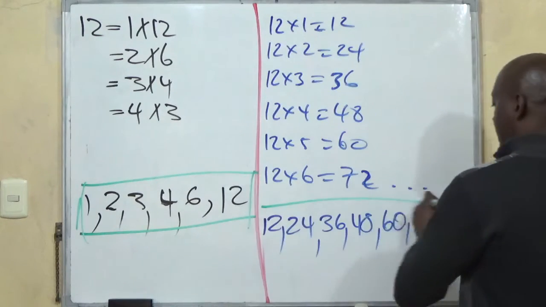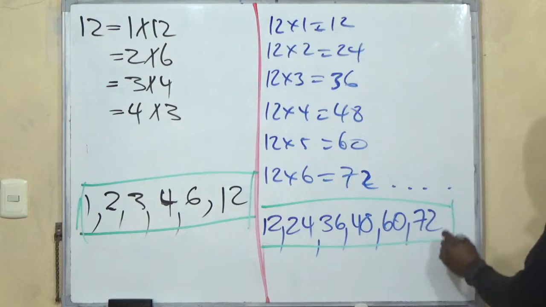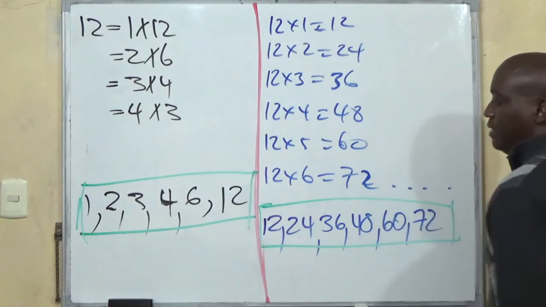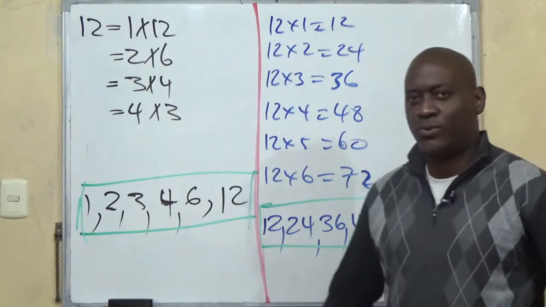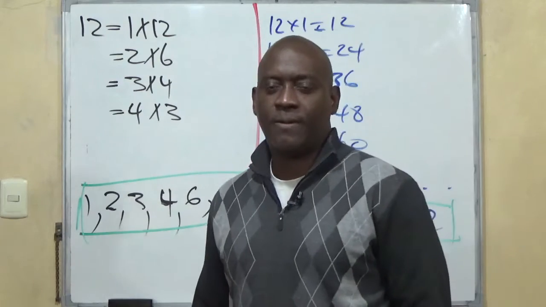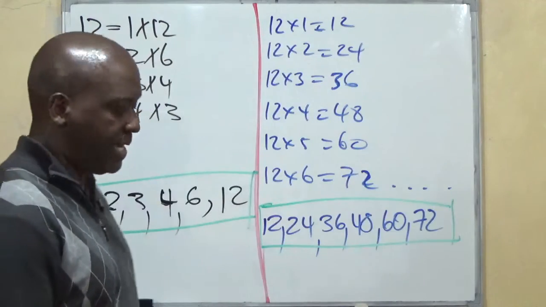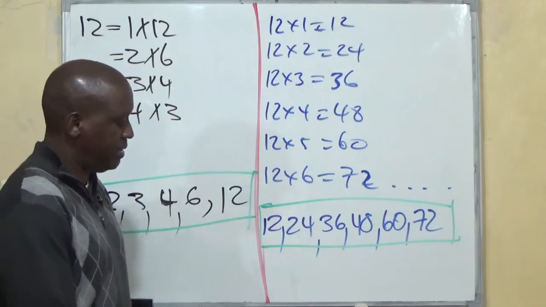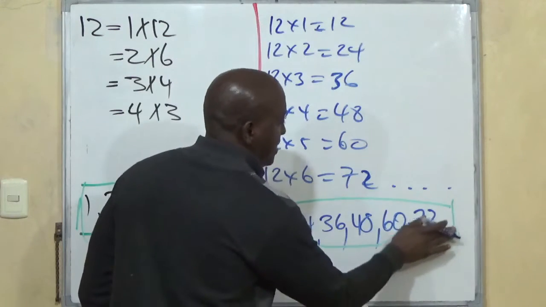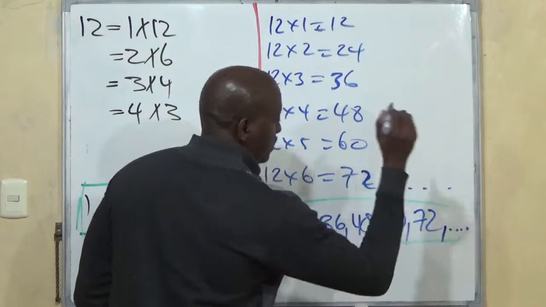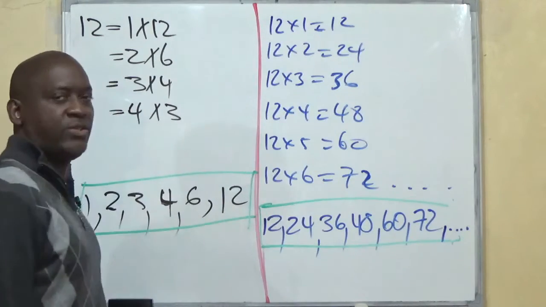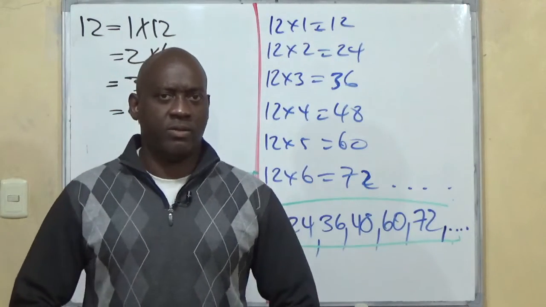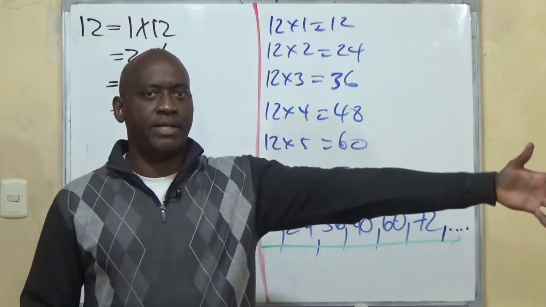And then these are the multiples of 12. Big difference. Don't get these two confused at all. The multiples are the numbers we get when we multiply. Now, of course, with the multiples, it doesn't really end there. 72 going down the road. So there's no end to multiples because you could always multiply by the next number in the line.